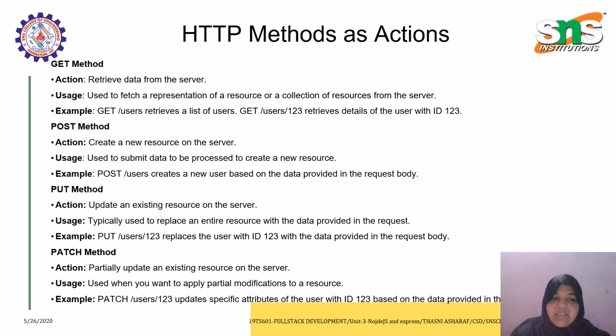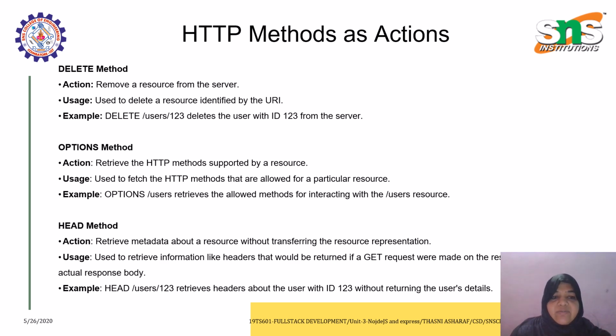In detail, the HTTP methods as actions are: the get method is used to retrieve data from the server, the post method creates a new resource on the server, the put method updates an existing resource on the server, the patch method partially updates an existing resource on the server, and the delete method removes the resource from the server. The options method retrieves the HTTP methods supported by the resource, and the head method retrieves the metadata about the resource without transferring the resource representation.